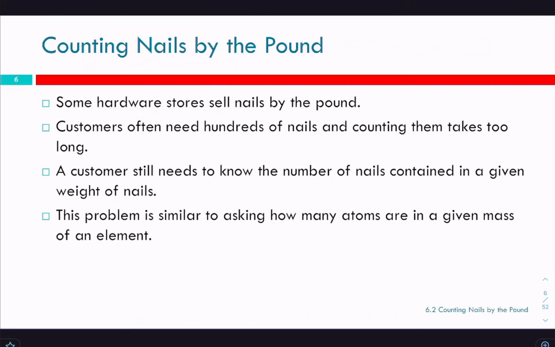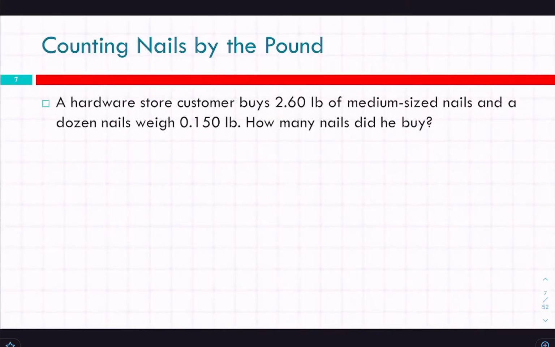So that's similar to asking how many atoms are in a given mass of an element, because you could have small nails or you could have large nails, right? You can get more small nails in a pound of nails than you can have large nails in a pound of nails. So if a hardware store customer buys 2.6 pounds of medium-sized nails, and a dozen nails weighs 0.15 pounds, how many nails did he buy?